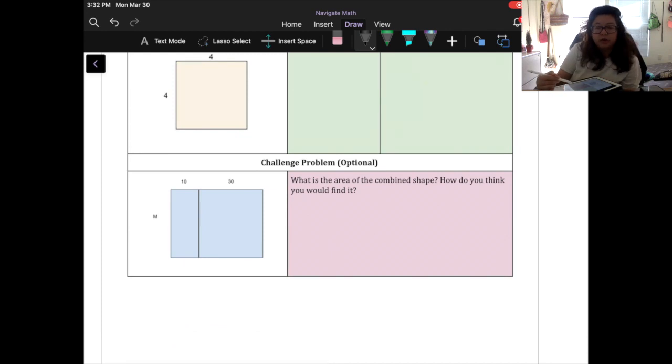Go ahead and complete the next section on your own. There is a challenge problem at the end. You do not have to do it, but I do suggest that you try it.